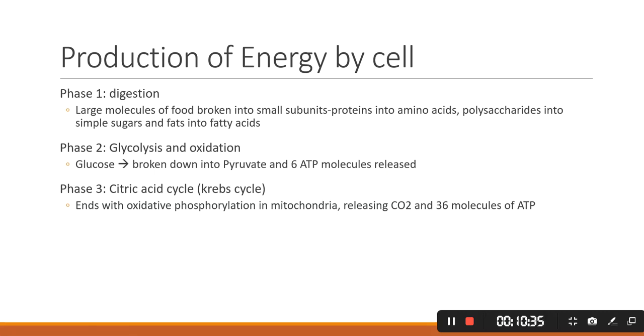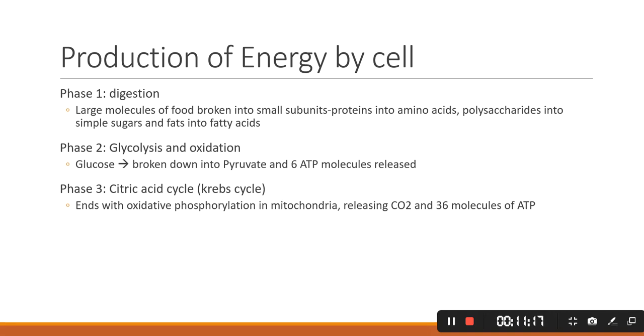Now, what is the function of the cell? It can produce energy. And how does it produce energy? It has four phases. First is digestion, where the large molecules of food are broken down into very small subunits. Proteins are broken down into amino acids. Carbohydrates are broken down into polysaccharides, monosaccharides, simple sugars. Fats are broken down into fatty acids. That's the first phase. The second phase is when glycolysis and oxidation take place. Glucose is broken down into pyruvate and 6 ATP molecules are formed. That is glycolysis. The ATP molecules are formed by oxidation.